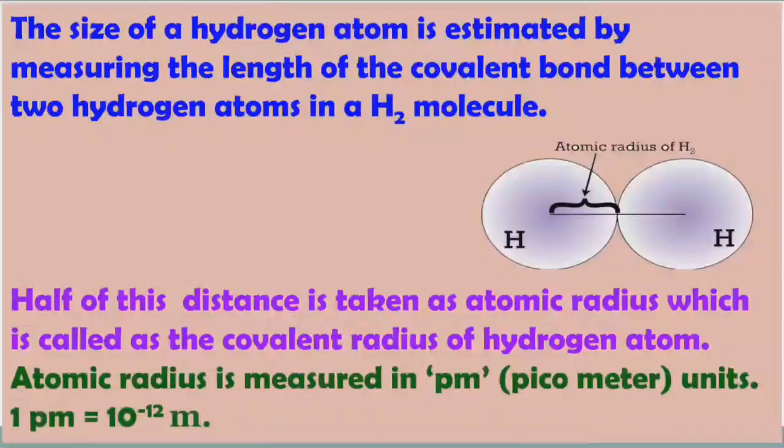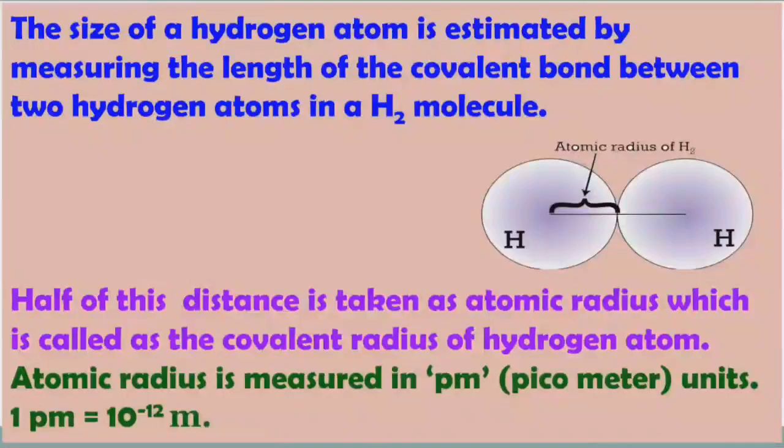Atomic radius is measured in picometers. It is represented by small pm. 1 picometer is equal to 10 power minus 12 meters. This is a very important value.